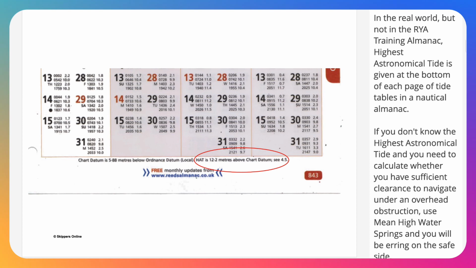In the real world, but not in the RYA Training Almanac, highest astronomical tide is given at the bottom of each page of tide tables in a nautical almanac. If you don't know the highest astronomical tide and you need to calculate whether you have sufficient clearance to navigate under an overhead obstruction, use mean high water springs, and you will be erring on the safe side.